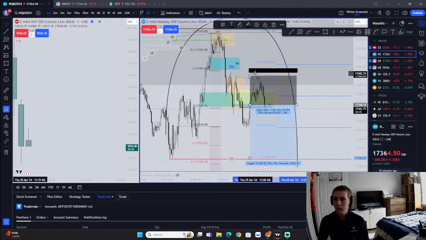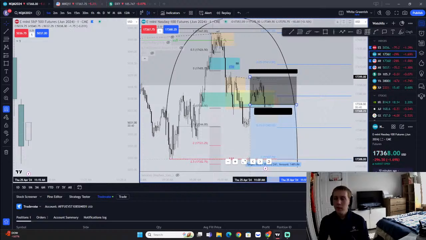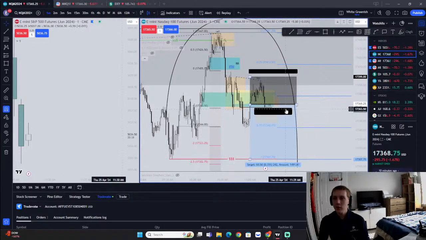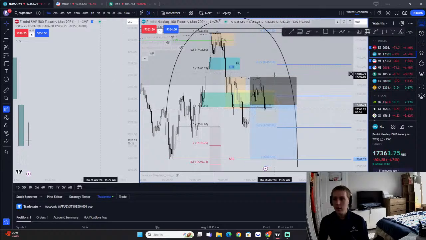Kind of in like right here. That was the entry. Maybe got a little bit antsy with the entry, but trust the model. Trust the model.